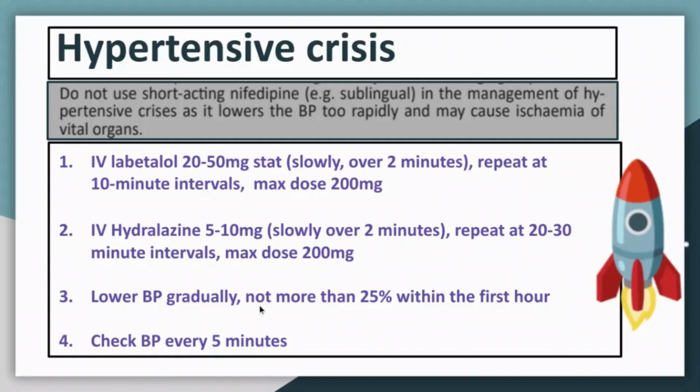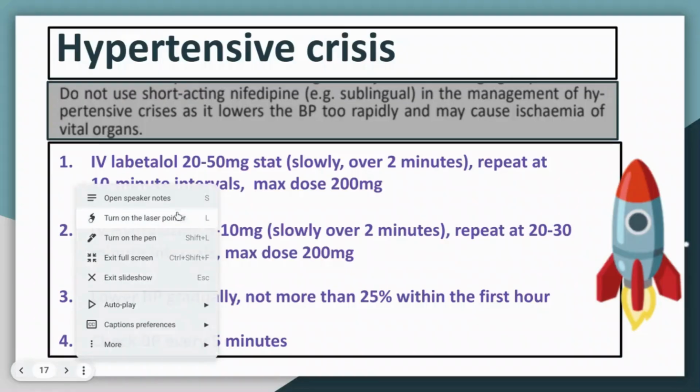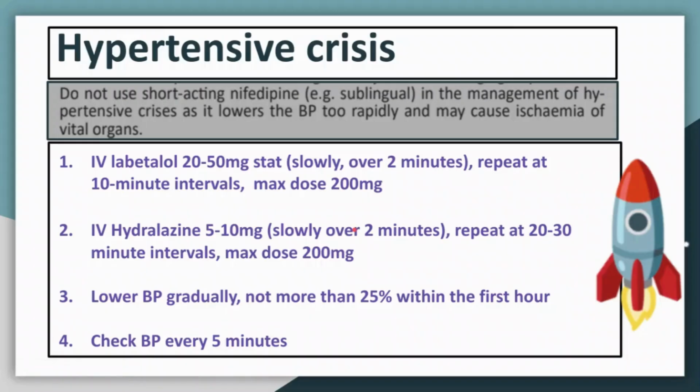And you want to lower the BPs gradually, not more than 25% within the first hour. Lower the BP gradually, not more than 25% within the first hour. So for example, if a patient comes to you with a BP of 200 millimeters of mercury for systolic, all right, 25% is actually 25 over 100, which is 1 over 4. All right, 1 over 4. So 1 over 4 times the patient's systolic blood pressure, which is 200. Okay, and that will give you 50.